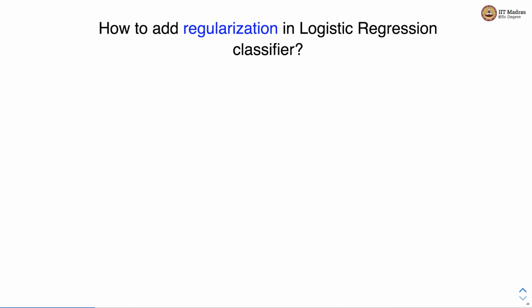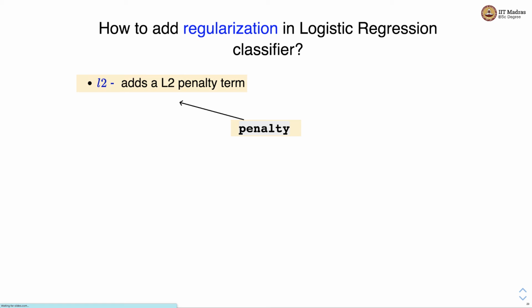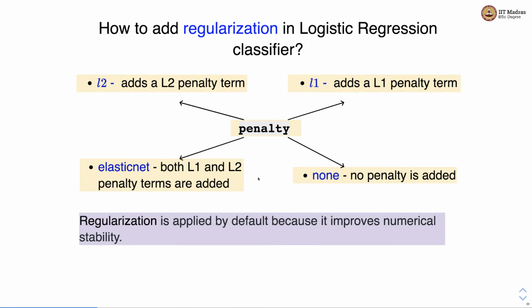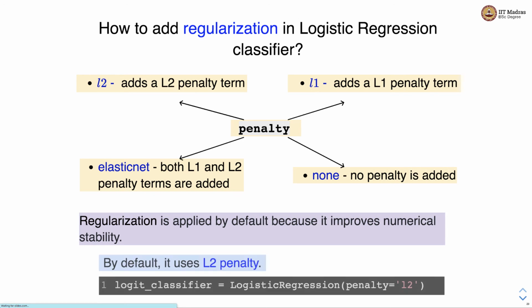So let's see how to add regularization in logistic regression classifier. Logistic regression supports L1, L2 and elastic net penalties. And if you do not want to use any regularization, we have to set the penalty to none. Regularization is applied by default because it improves numerical stability. By default, logistic regression classifier uses L2 penalty, and we can change this to the desired penalty by setting the penalty argument in the constructor of logistic regression classifier.